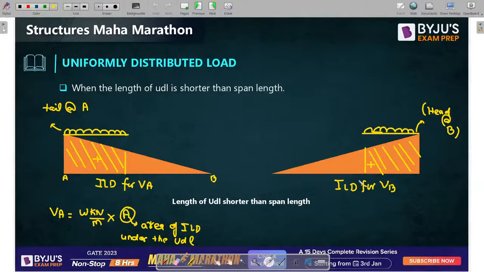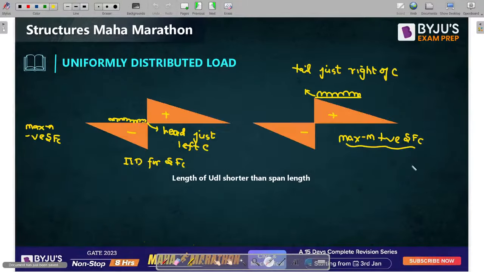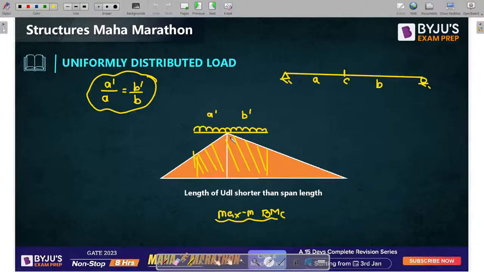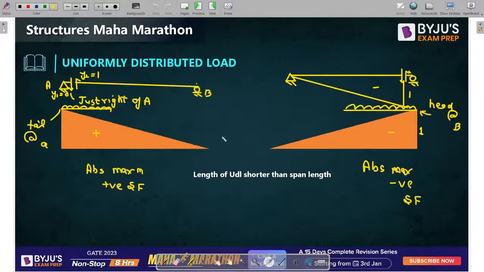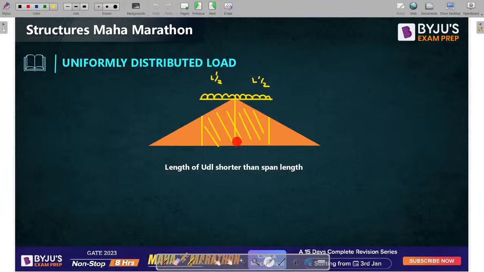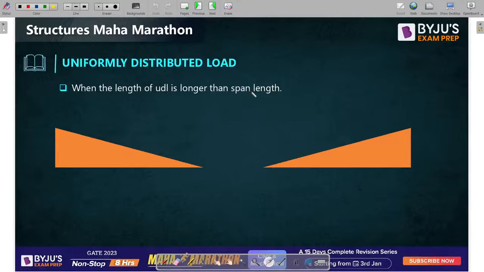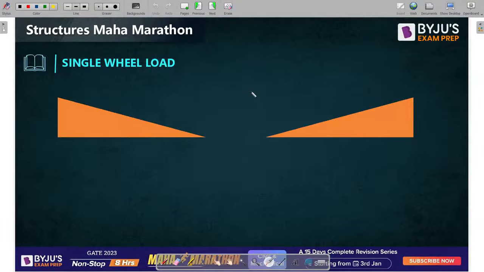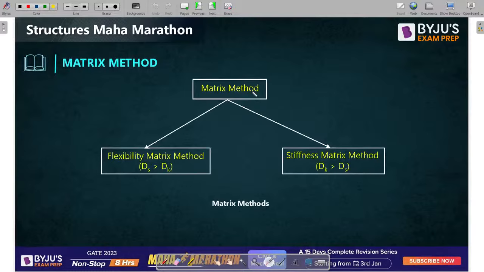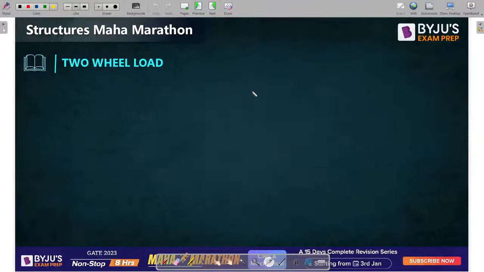At this location for VB. For negative shear force at C, at this location. For positive shear force at C, at this location. For maximum bending at C, at this location. For absolute maximum positive shear force, at this location. Absolute maximum negative shear force, at this location. Absolute maximum bending moment, at this location. Tell me guys, for single wheel load, are you able to recall it? We have to just revise it, right? So tell me guys, yes or no?